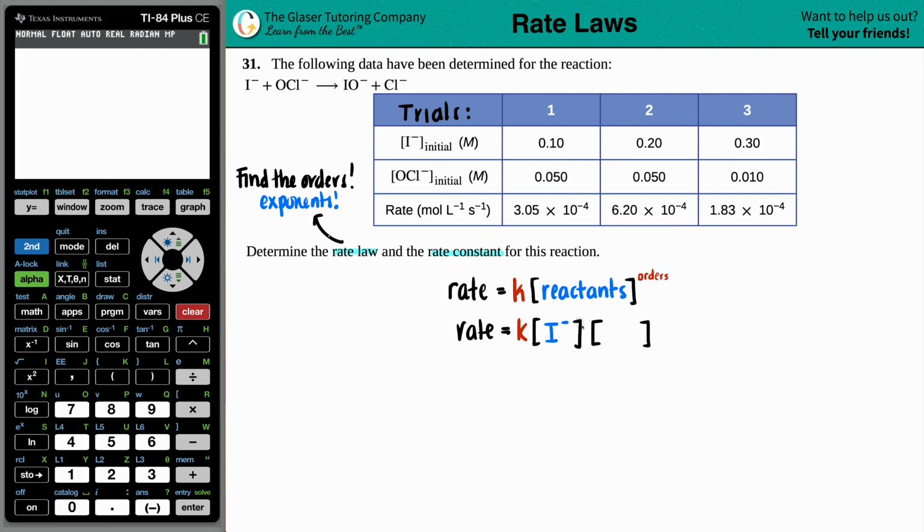Okay, so we have I minus times OCl minus. But now the question is, what are those orders? That's what we're trying to find. Do we know the order of I minus? No. So we usually just give a variable, and let's call it x, because I don't know what it is. Do we know what the OCl order is? No. So I have to call it a variable too.